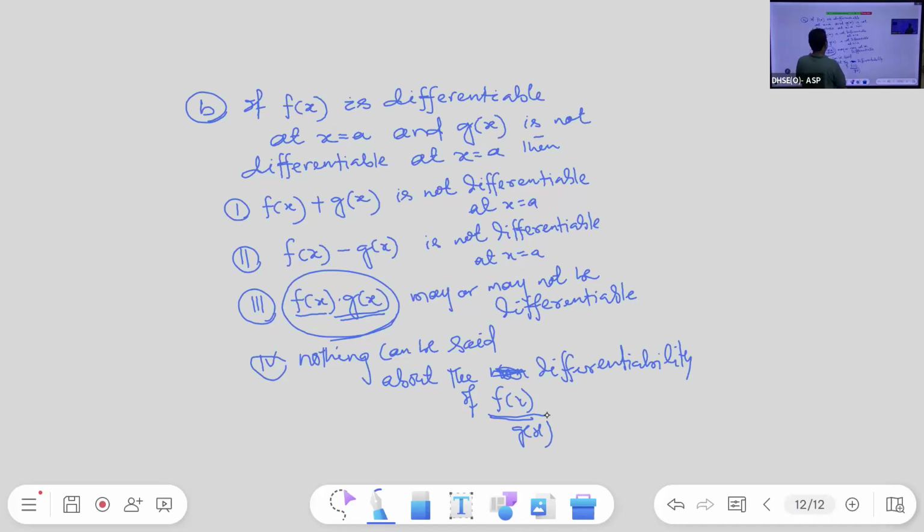This is B part. Quickly note it down. If f of x is a differentiable function and g of x is a non-differentiable function, then for sure f of x plus g of x and f of x minus g of x will be non-differentiable. But for the third and fourth points, f of x into g of x, nothing can be said. That means after knowing the function and manipulating, we can say whether the given function is differentiable or non-differentiable.